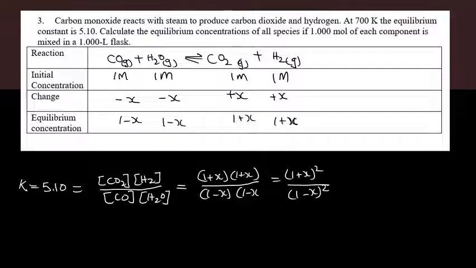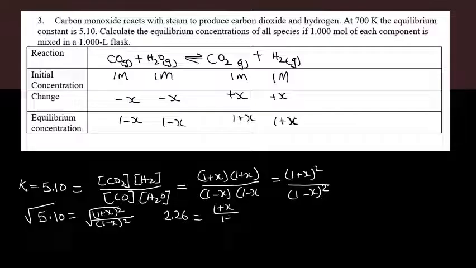So we can take the square root on both sides. The square root of 5.10 equals the square root of (1 plus x) whole to the power 2 divided by (1 minus x) to the power 2. So the square root of 5.1 is 2.26, and on the right side it will be 1 plus x divided by 1 minus x. And now we can solve for x. So I multiply both sides by 1 minus x to get rid of it from the right side, and on the right side now I have only 1 plus x.